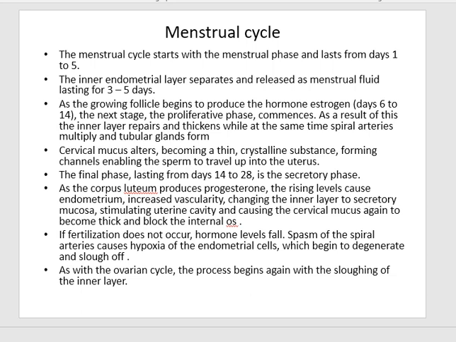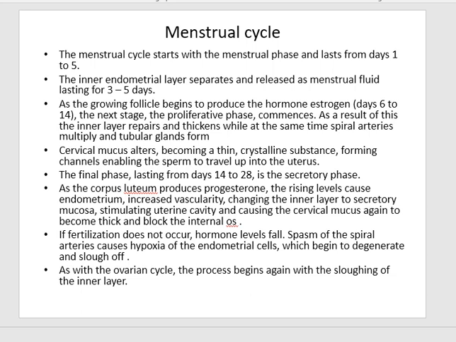As the corpus luteum produces progesterone, the rising level causes the endometrium to increase vascularity, changing the inner layer to secrete mucosa, stimulating the secretory mucosa, stimulating the uterine cavity and causing the cervical mucus again to become thick and block the internal os.